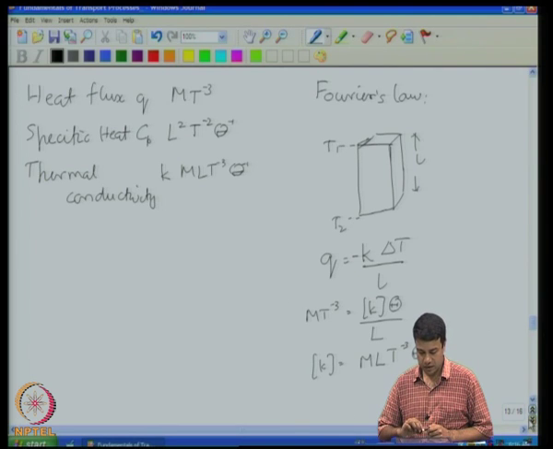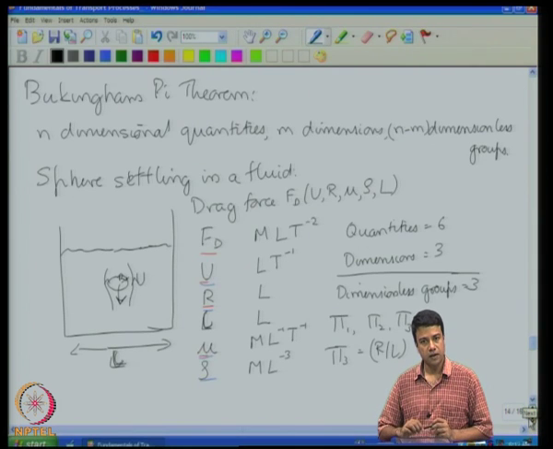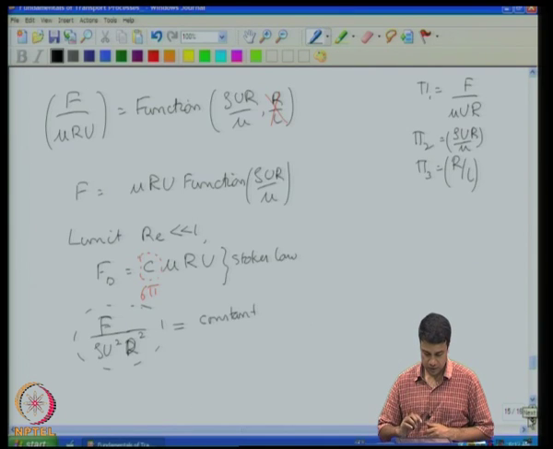And then we did a simple example where we looked at the drag force acting on a sphere, and tried to determine the dependencies of this drag force on various dimensional quantities using dimensional analysis. In this case, we had 6 quantities and 3 dimensions. Therefore, there are 3 dimensionless groups. And one of these dimensionless groups was just a ratio of lengths. That was easy. We had to determine 2 others. And these 2 others we got as F by mu r u, which is the ratio of the force and the viscosity, velocity, and the radius of the sphere. The second one was the Reynolds number, rho u r by mu, ratio of inertia and viscosity.